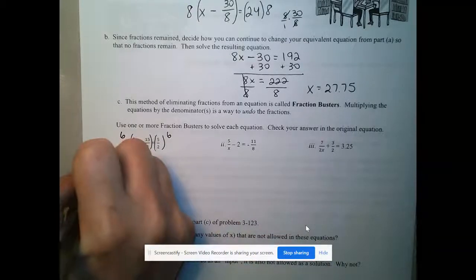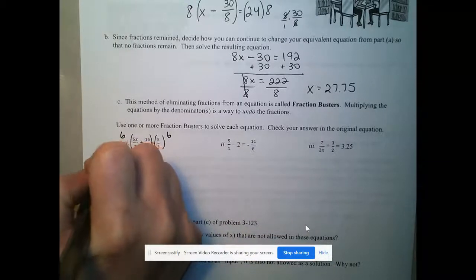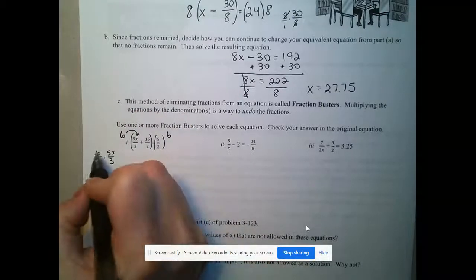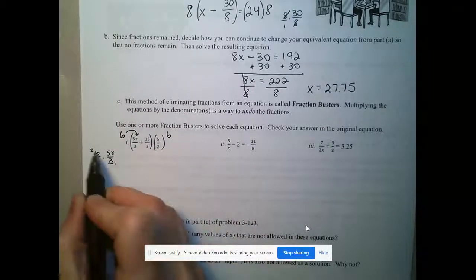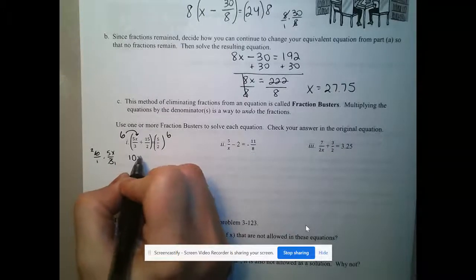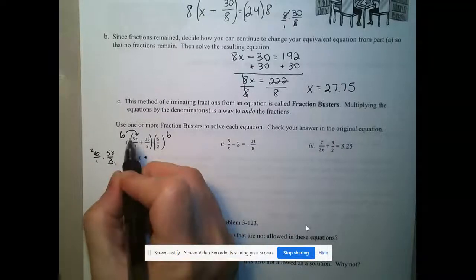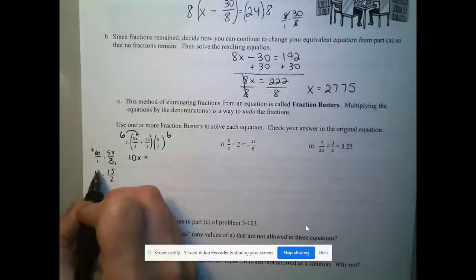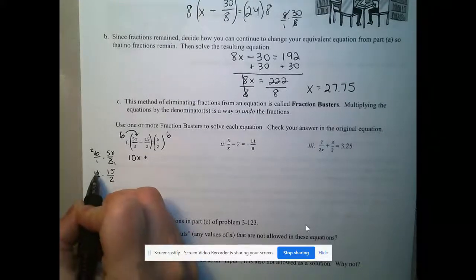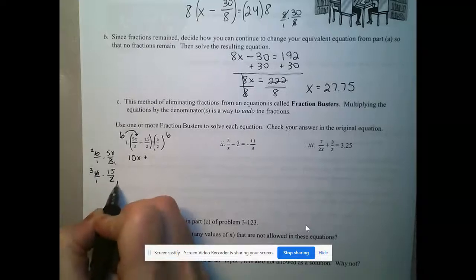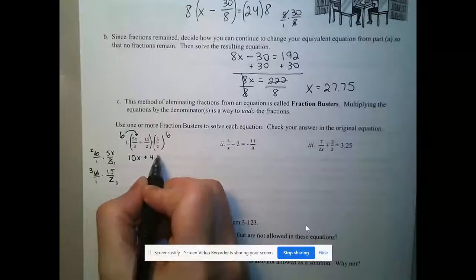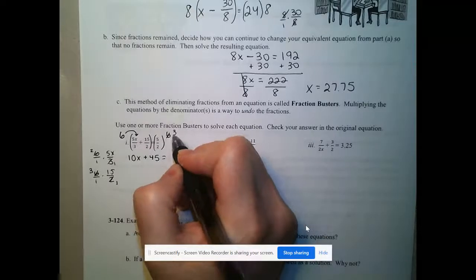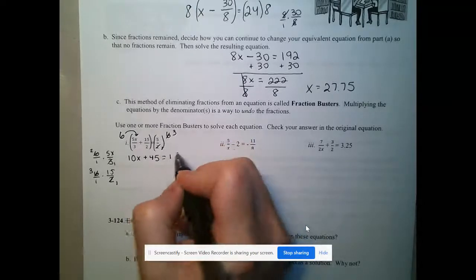So 6 over 1 times 5x over 3, right? That's the first multiplying by 6. These simplify. 2 times 5x is 10x, plus the 6 over 1 times 15 over 2. Again, I can simplify. 6 divided by 2 is 3. 2 divided by 2 is 1. And 3 times 15 is 45 equals. And then when I multiply the right side by 6, 5 times 3 is 15.